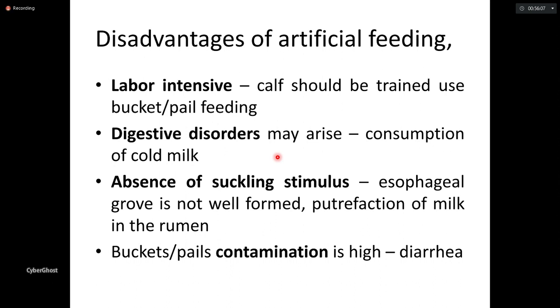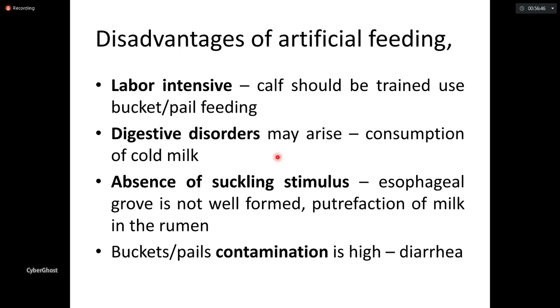However, when we are doing artificial feeding using a bottle or bucket, by bypassing that, the stimulus will not be there to the optimum level. Sometimes the milk goes through the esophagus and directly into the rumen, as we discussed last time. Then the rumen is not well developed. There are no microorganisms to the optimum level. The shape, the size, the function is not up to the best level so far, right?